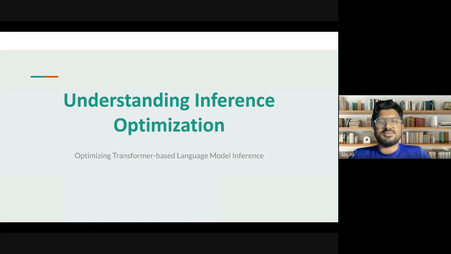So this week we'll be talking about inference optimization, chapter 9. In this chapter, we'll be talking about how we can optimize transformer-based language models for inferencing. So let's go ahead.